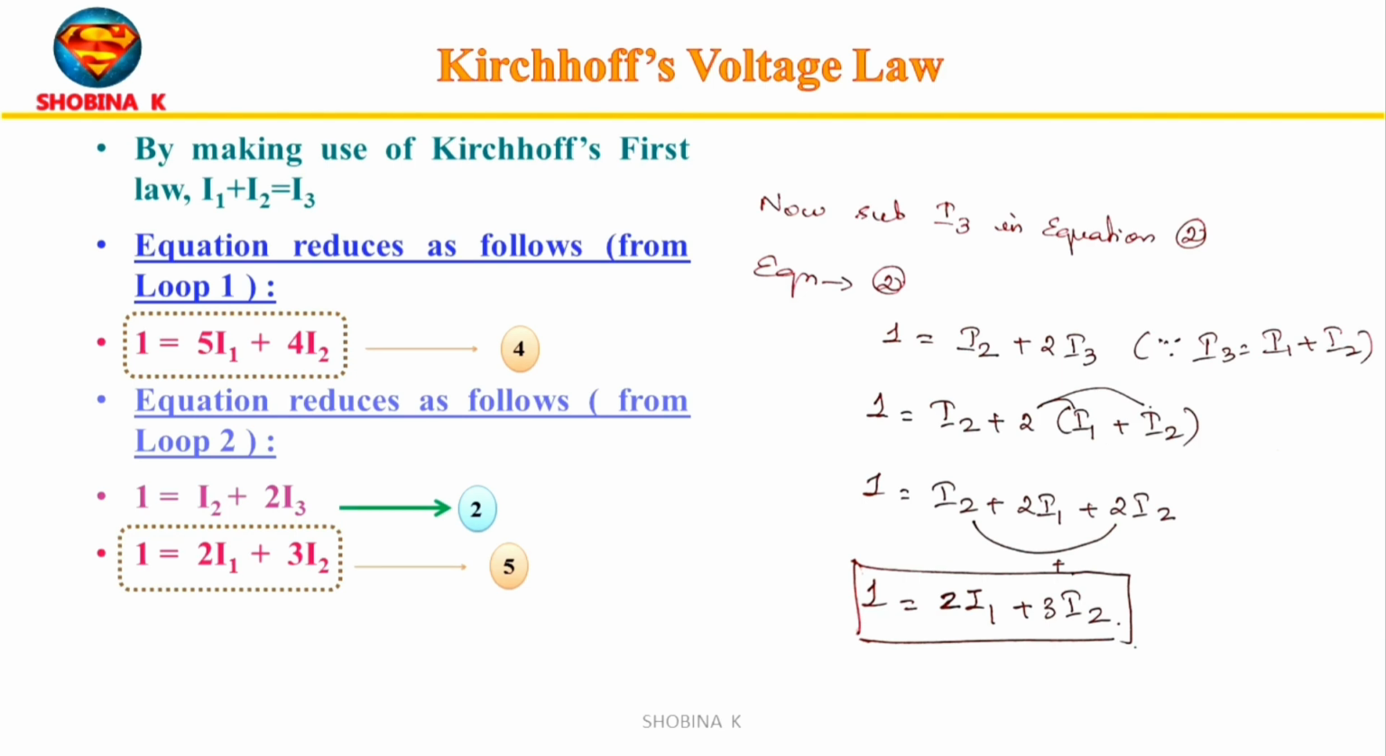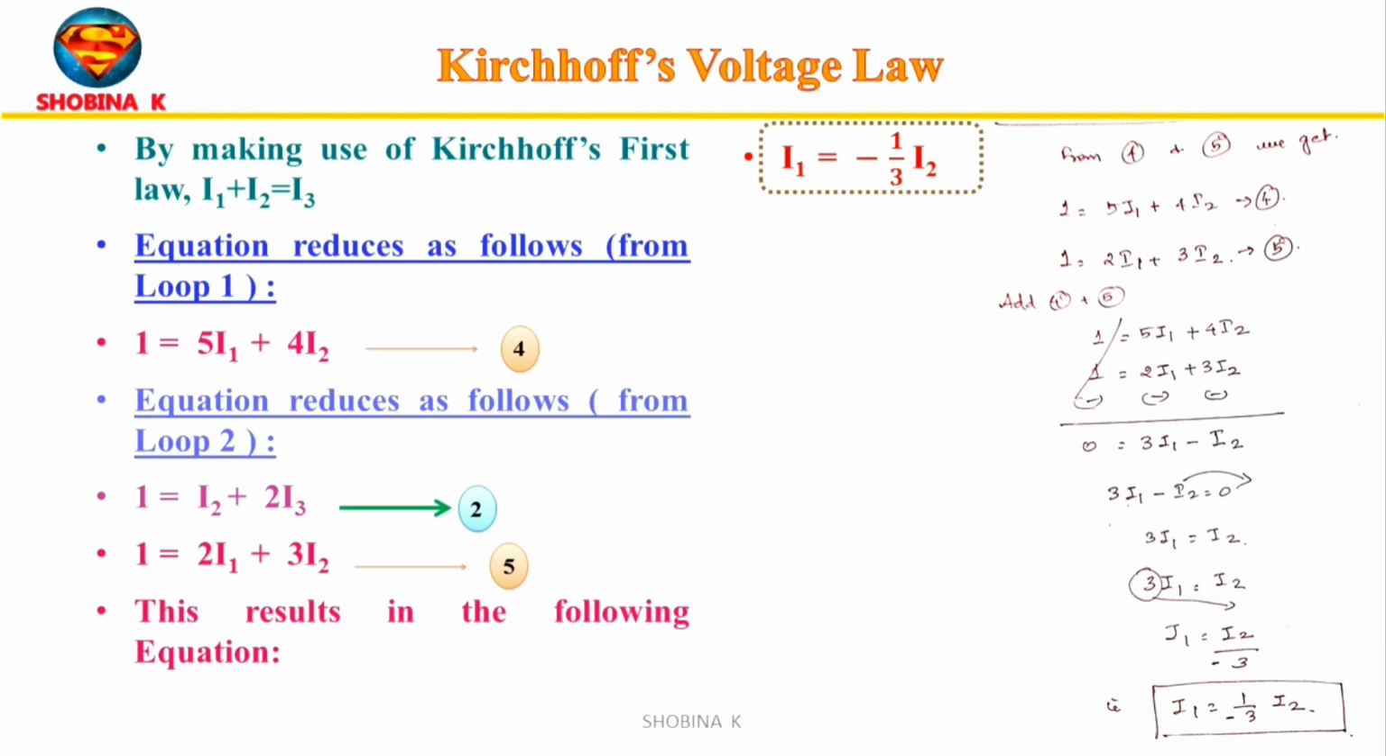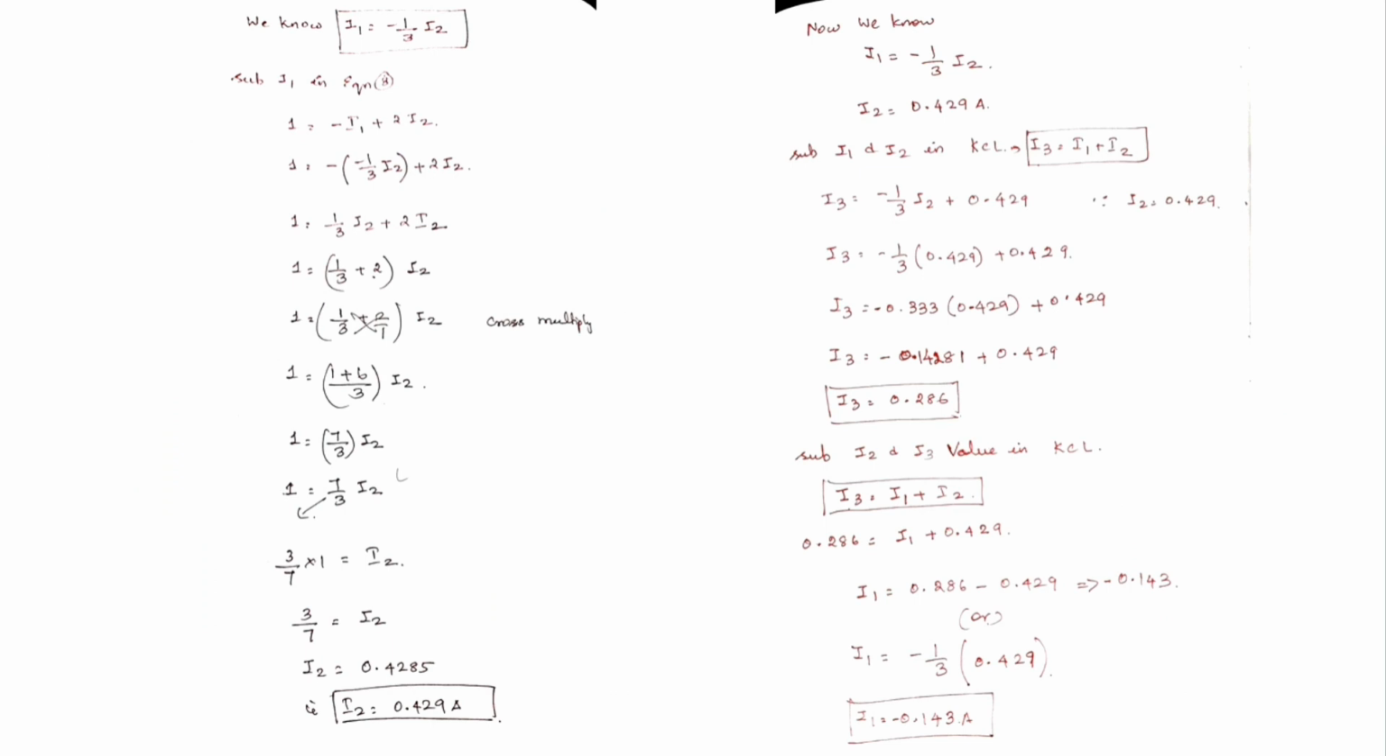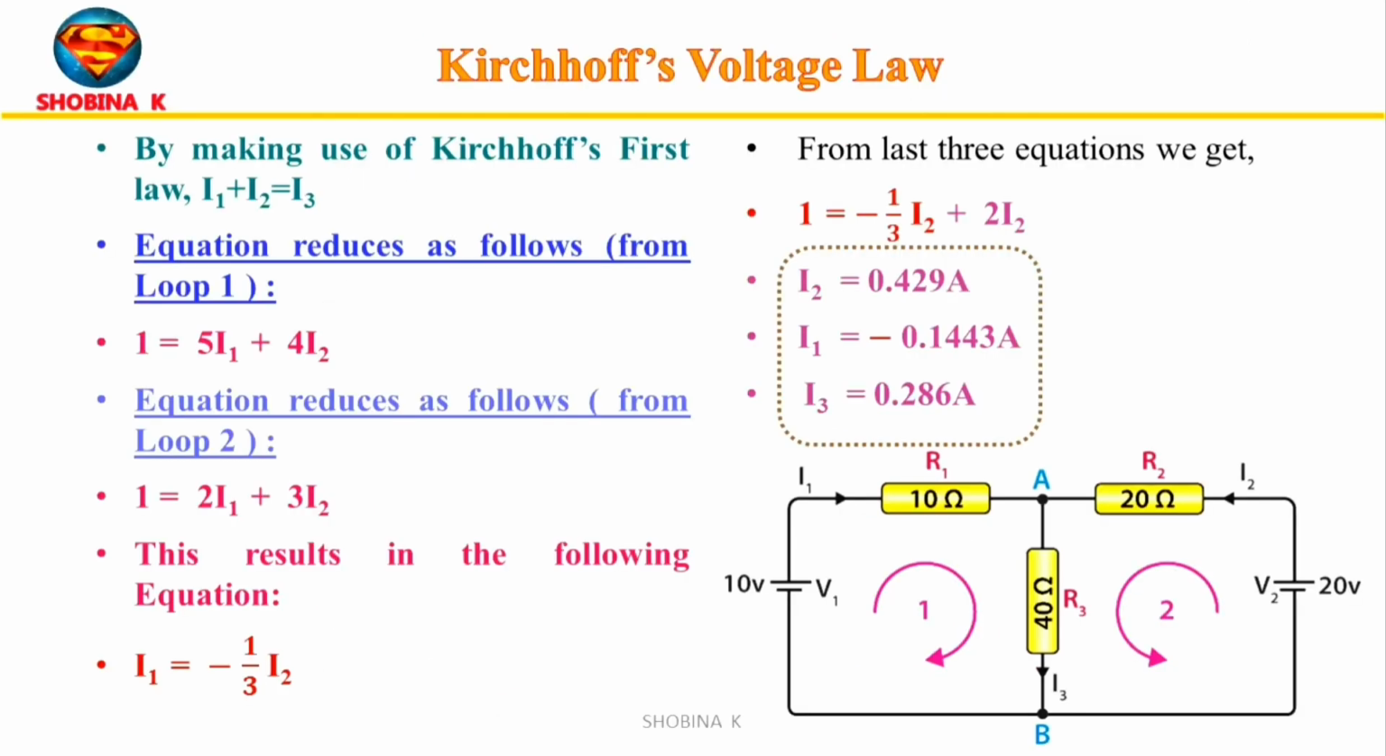Now comparing equations 4 and 5, we get the I1 value, that is I1 equals minus 1 by 3 I2. Now substitute the I1 value in equation 3. On simplifying this, we get the I2 value, that is I2 equals 0.4285. Now substitute I1 and I2 in the KCL equation. On that we get I3, that is I3 equals 0.286. Now we know the values of I1 and I2, and substituting these values in KCL gives the I1 value. So from these equations we get the I1, I2 and I3 values.